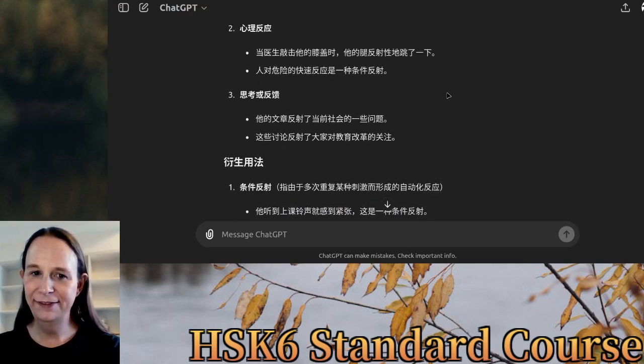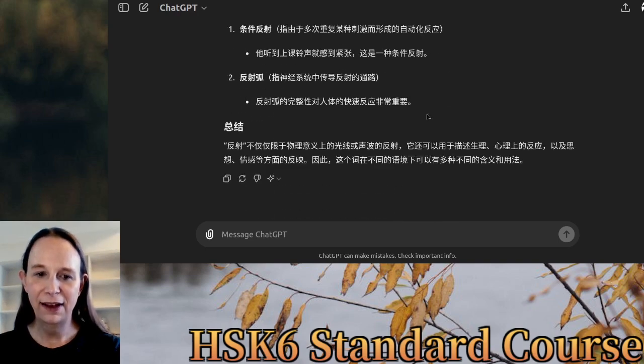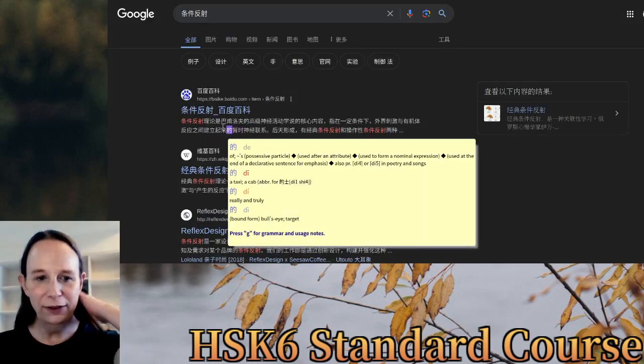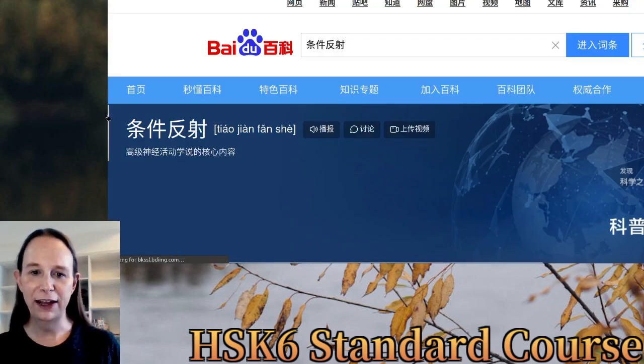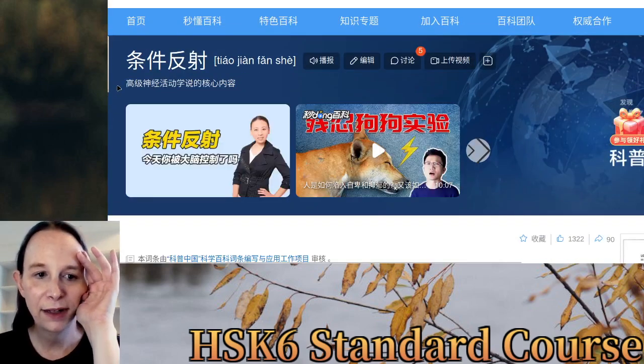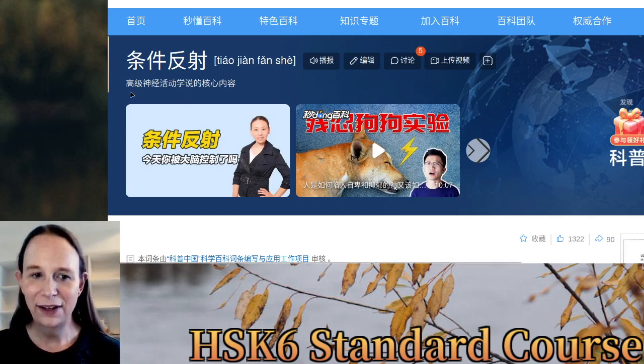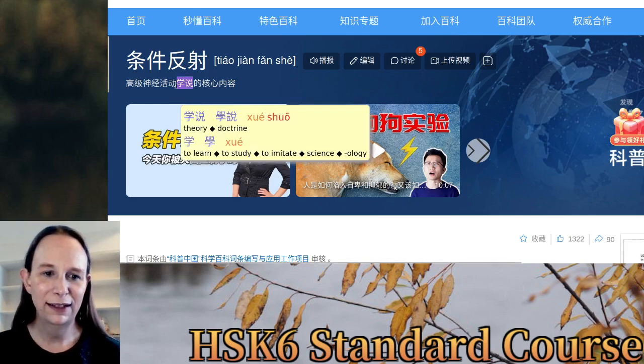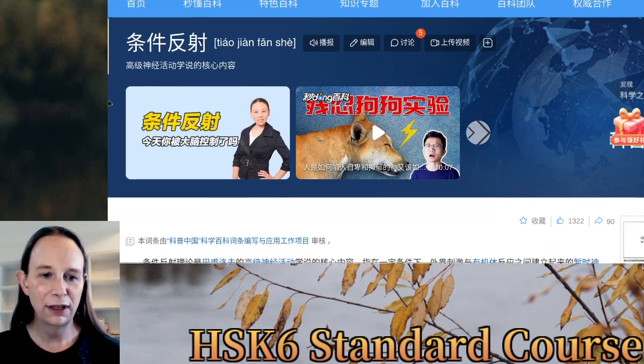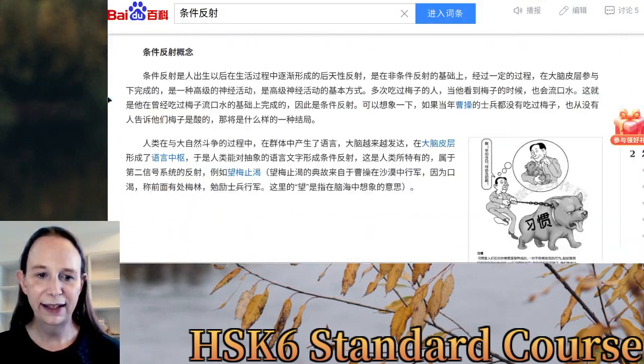So there's 反应 and there's 反射, and the only other one is 条件反射. What is 条件反射高级神经活动学说? So high level 神经 neural activity, 学说 is like a school of thought, theory, doctrine. 核心内容. All right, conditioned reflex.